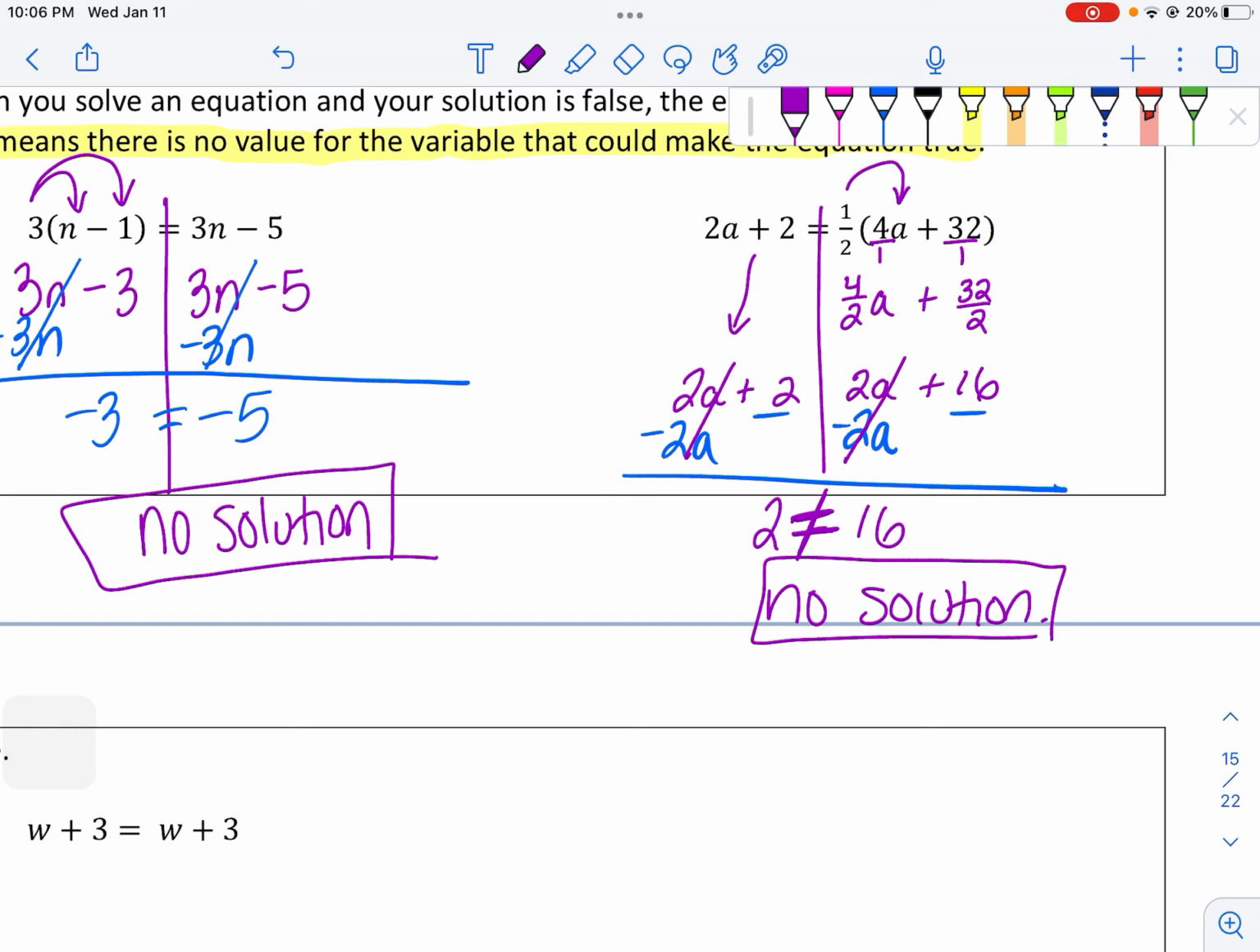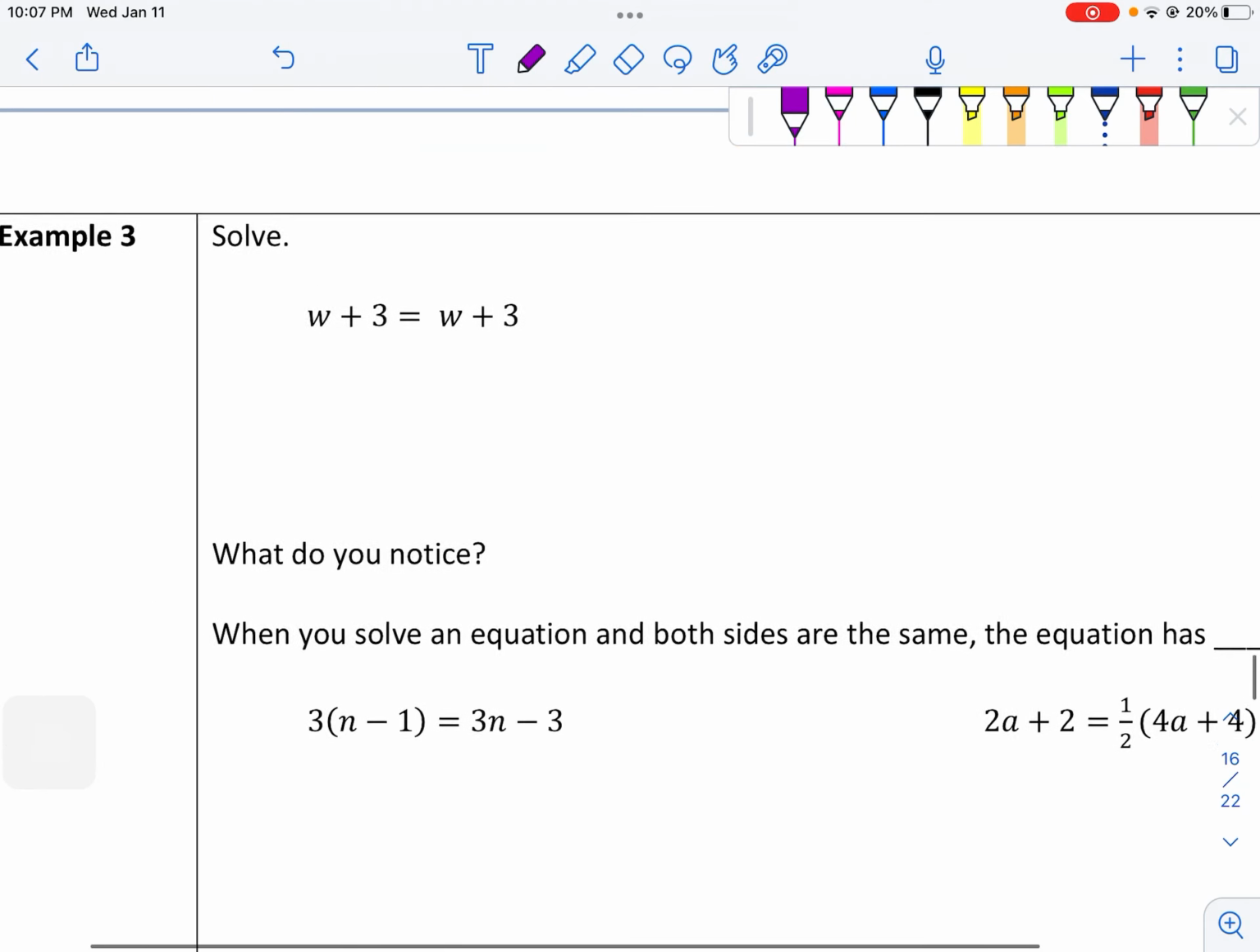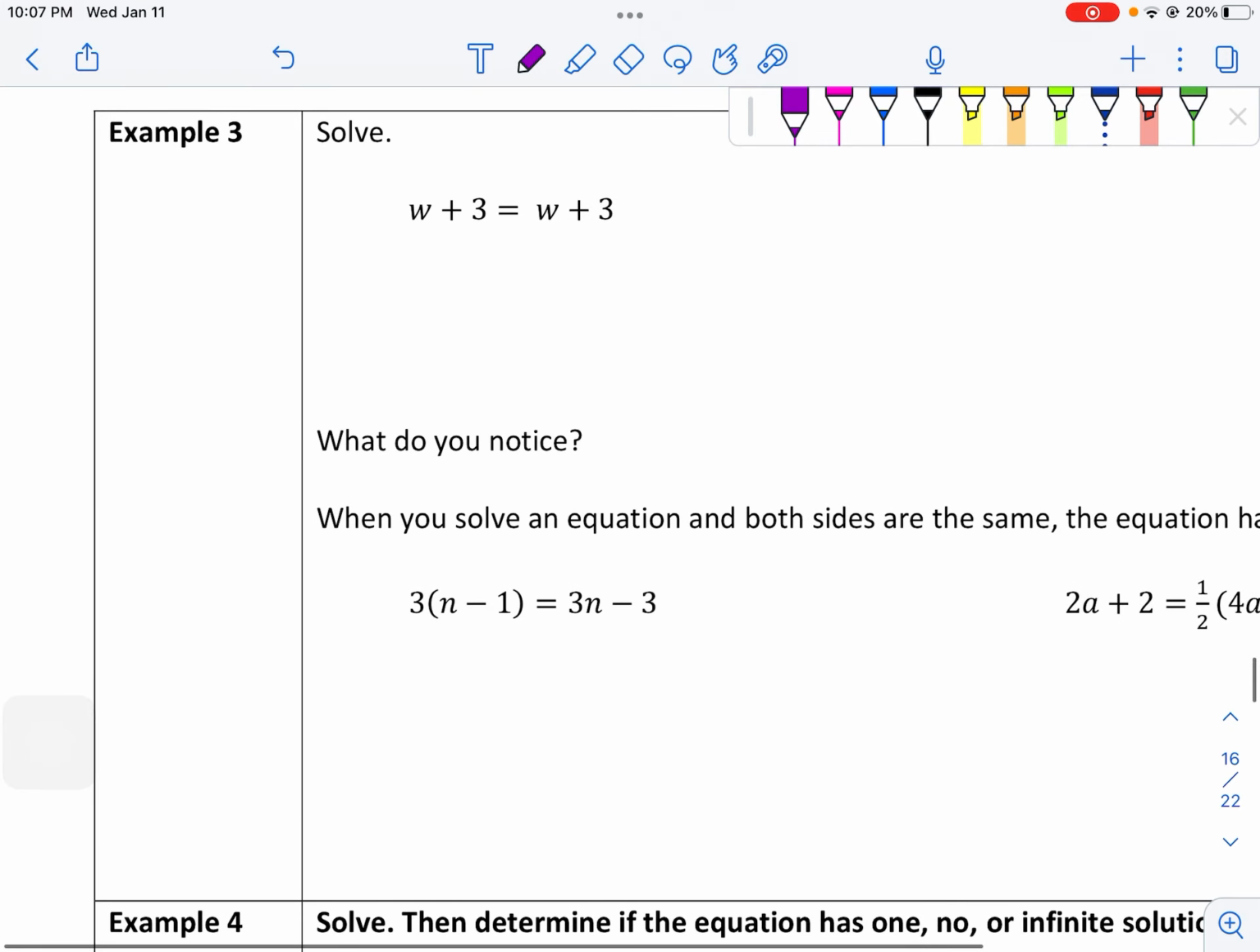So far we've seen equations that have one answer, one solution. We get like x equals 7. And then we have no solution, where there's no value, no number from negative infinity to infinity that would work to make this equation true. And then we have a situation where this happens.